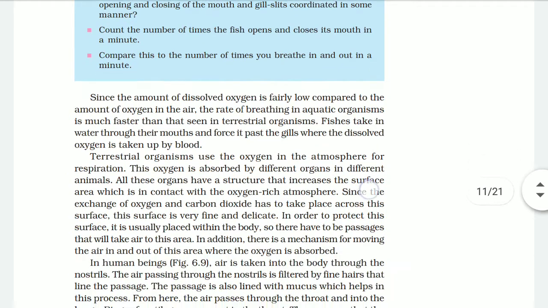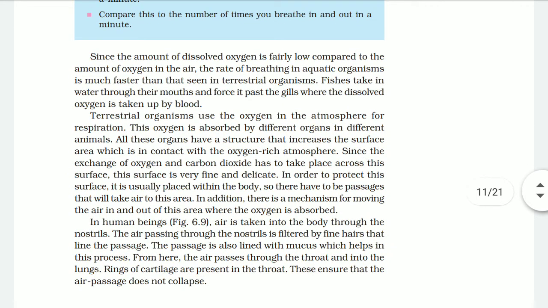Since the amount of dissolved oxygen is fairly low compared to the amount of oxygen in the air, the rate of breathing in aquatic organisms is much faster than that seen in terrestrial organisms. Fishes take the water through their mouth and force it to pass over the gills, where the dissolved oxygen is taken up by blood.